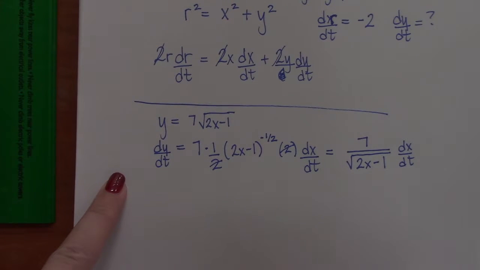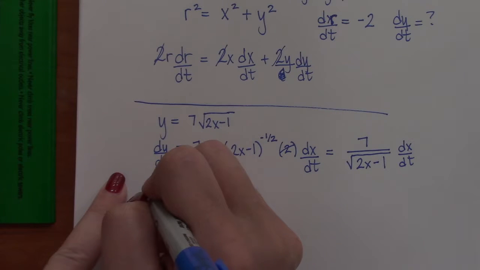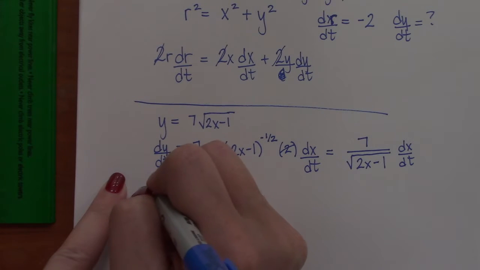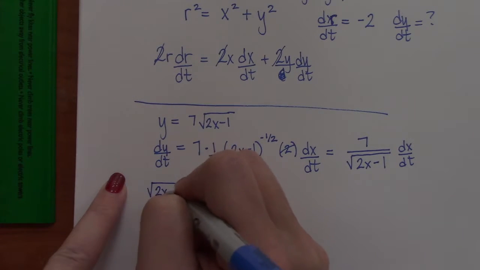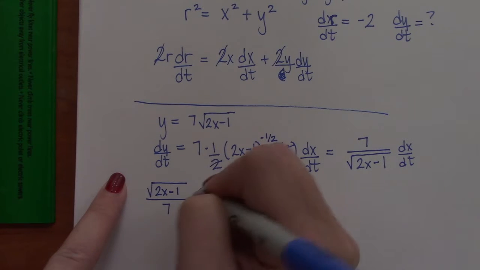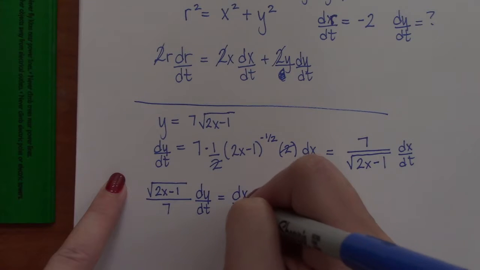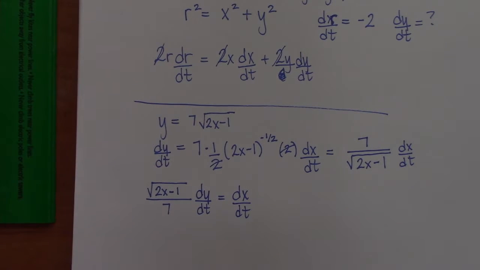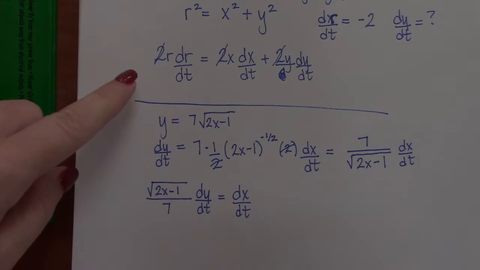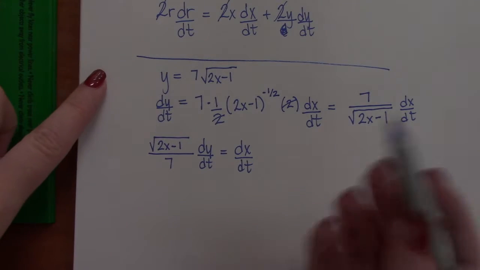So now I can solve this for dx dt, and I get the square root of 2x minus 1 over 7 dy dt equals dx dt. So it's just like the cone problem where we had to solve for the dr dt to get the dh dt to plug it back in. It's just a substitution. So I can go back up here to my derivative.